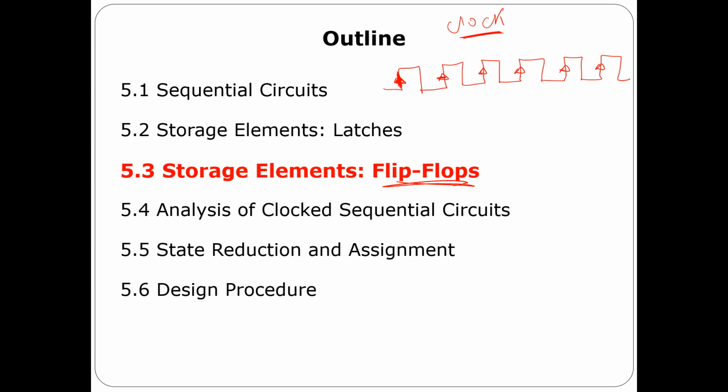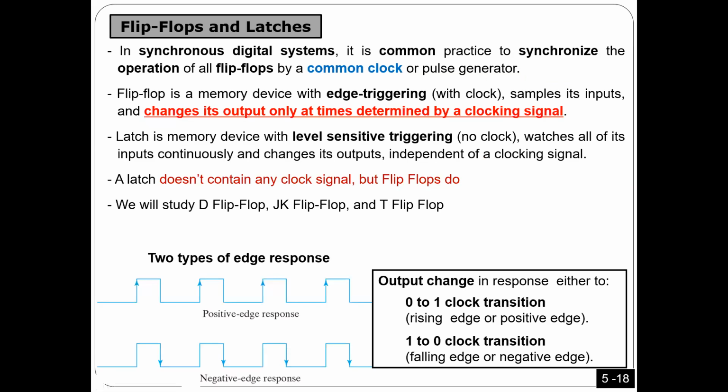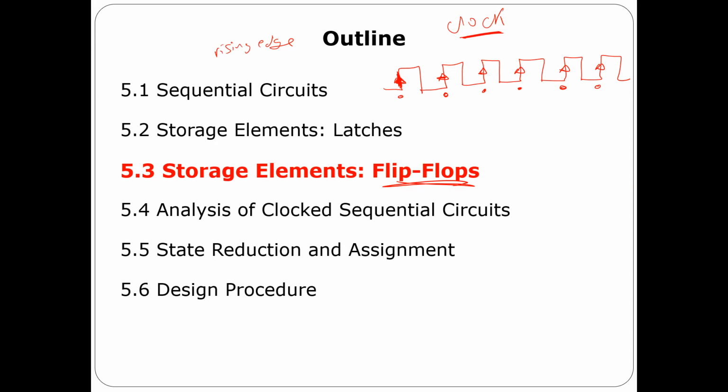Okay, and now we have two types. One type works only at these specific points. Q is going to change at these specific points. That's what we call a rising edge, or sometimes a positive edge. As you will see, we have another type of flip-flop that works at the falling edges. So we have two types.